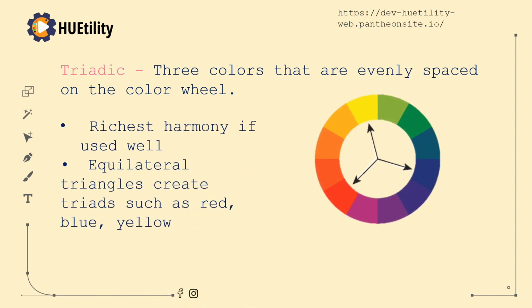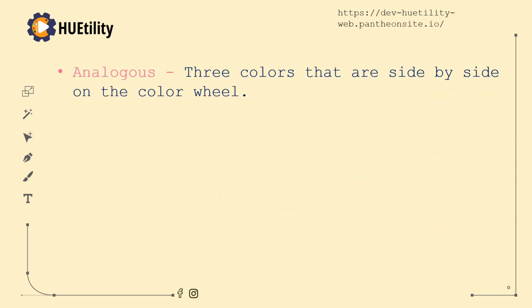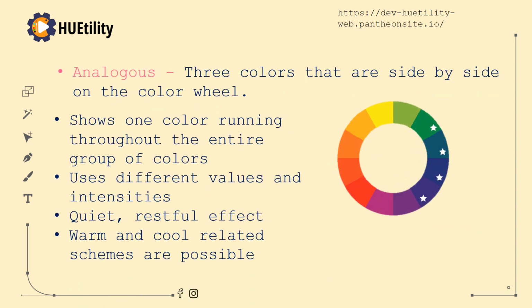Remember that it is the richest harmony if used well, and equilateral triangles create triads such as red, blue, and yellow. Fourth one is analogous, 3 colors that are side by side on the color wheel. Remember that it shows one color running throughout the entire group of colors. It uses different values and intensities.